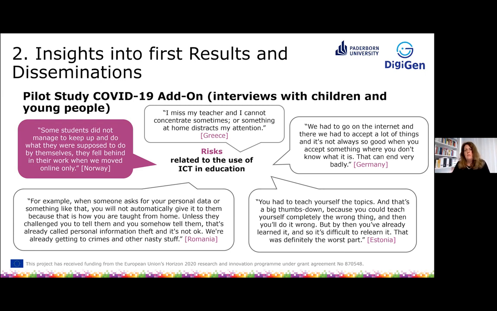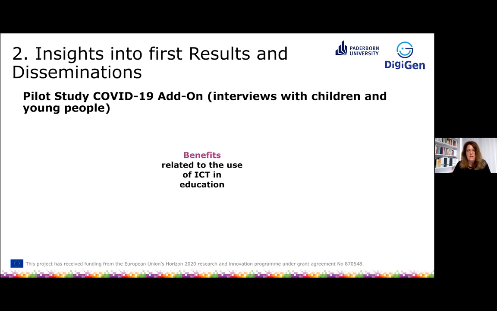And you see that many more aspects were covered by the students. And what is really heartbreaking is the quote from Greece, in which it is said that the children and young people really missed their teachers when it came to online learning, and they felt distracted from learning at their homes. And you see that not all children and young people have the same opportunities to learn at home, and we need school as an institution for education in the digital age.